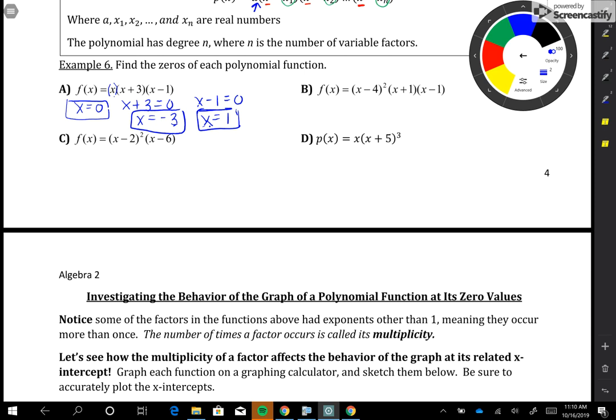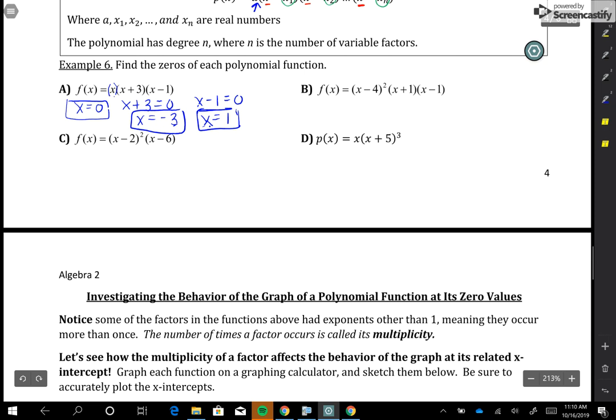Let's look at B. I have f of x equals the quantity x minus 4 squared times x plus 1 times x minus 1. So actually here I do have 4 factors. This x minus 4 quantity squared just means that I have 2 of these factors. Okay, so regardless, if I set each of those equal to 0 separately, I'm still going to get positive 4 for those. But I do want to make note that this is squared because we're going to be talking about what that means in terms of the graph.